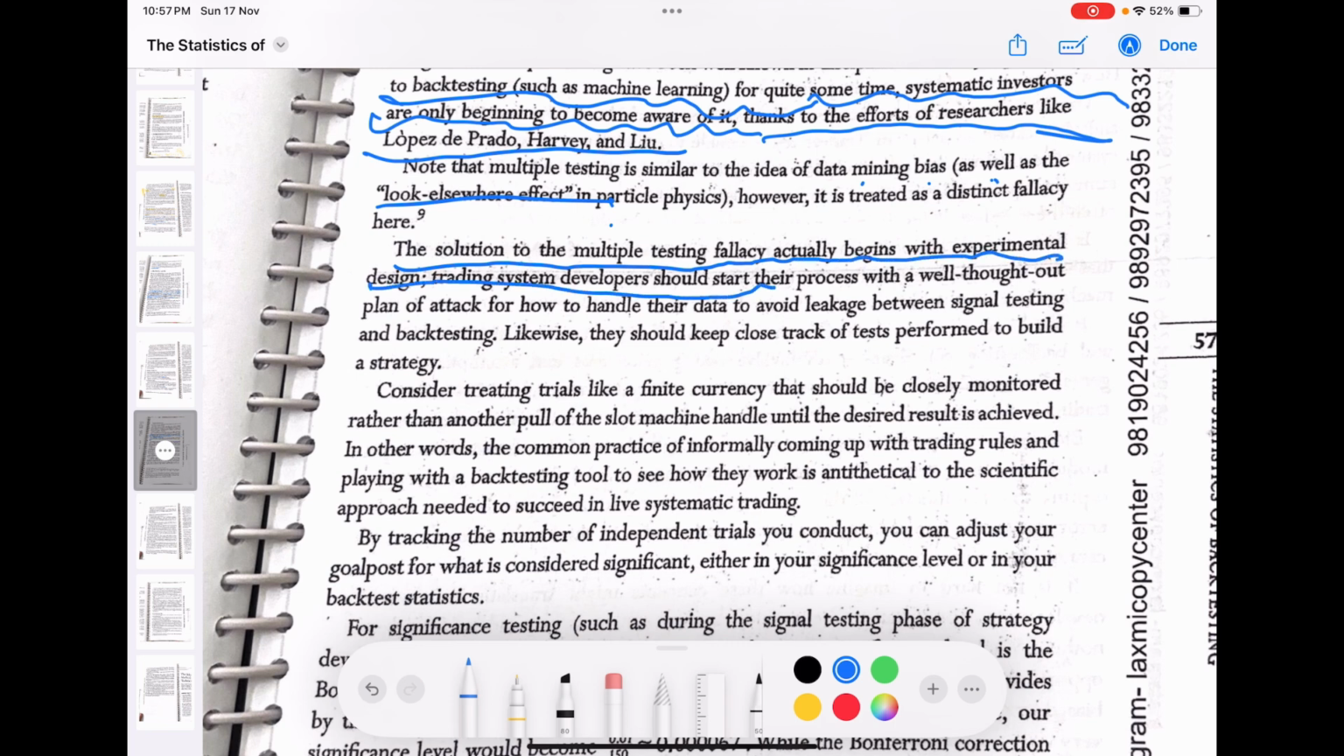Trading system developers should start their process with a well thought out plan of attack for how to handle their data to avoid leakage between signal testing and back testing. Likewise, they should keep close track of tests performed to build a strategy. Consider treating trials like a finite currency that should be closely monitored rather than another pull of the slot machine, right?